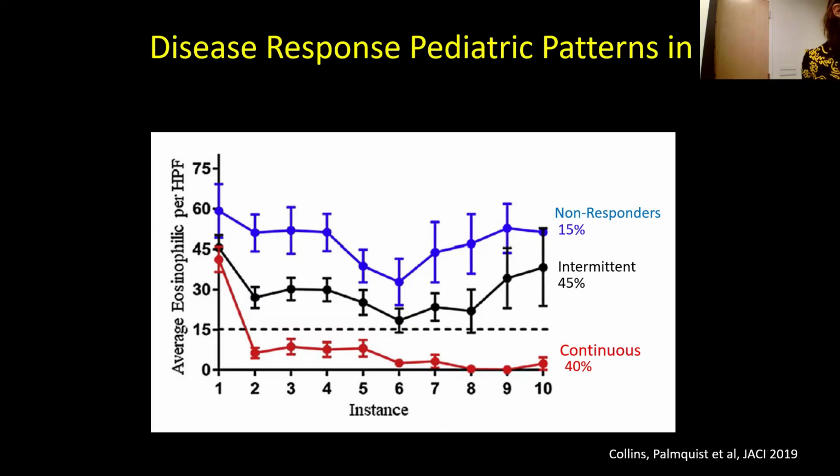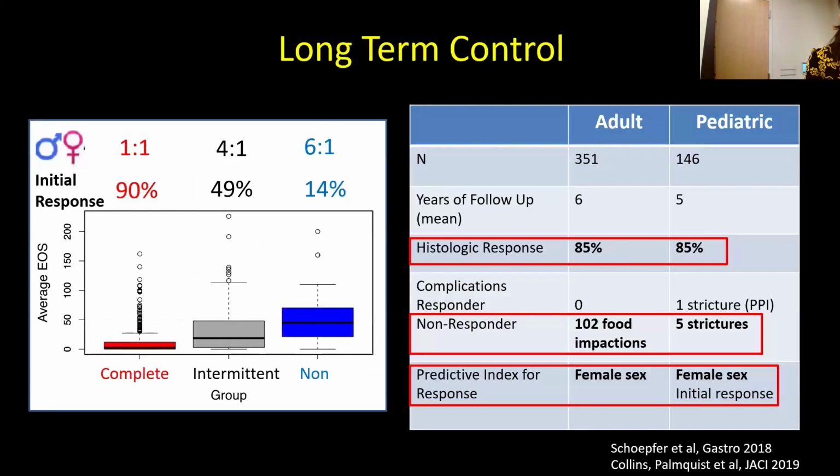This is all comers in our cohorts. Topical steroids, it's PPIs, it's elimination diet. This was before dupilumab was used, so no one on Dupi. What's interesting is the histologic response rate in males, in adults and kids, is 85%, and it's that 15% of non-responders that go on to have food impactions or strictures, and that's true in children in our center, and it's true in adults in the Swiss cohort.